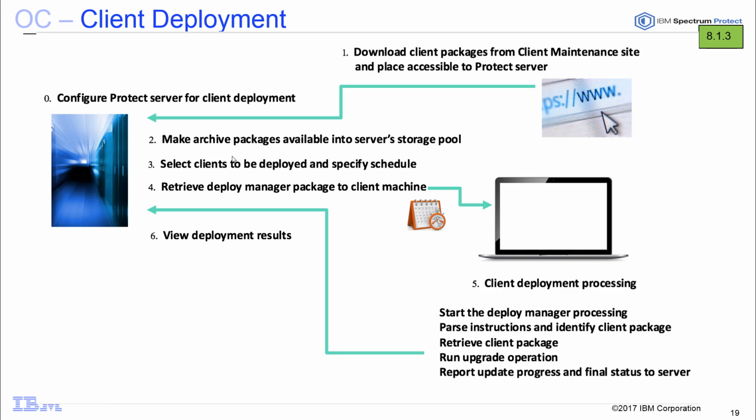Next, we make those archive packages available into the server storage pool via an import process. The administrator then can select the clients they want to update and when they want the updates to occur. And the Operations Center will create the needed schedules to do that. And when the specified schedule runs, the client will retrieve the package from the Spectrum Protect server and do the install. And once the install is complete, it'll then send its results back to the Spectrum Protect server where the administrator could view the deployment results. So let's take a look at how that looks in the Operations Center.